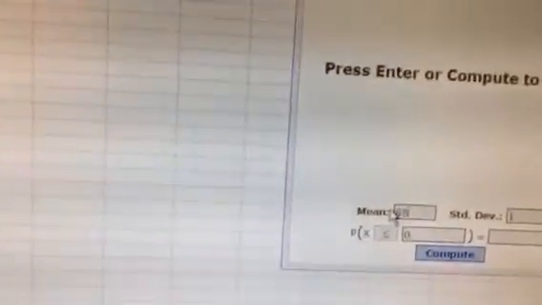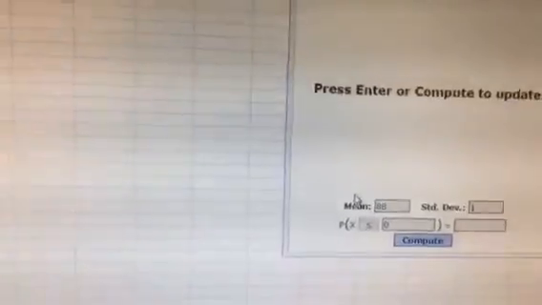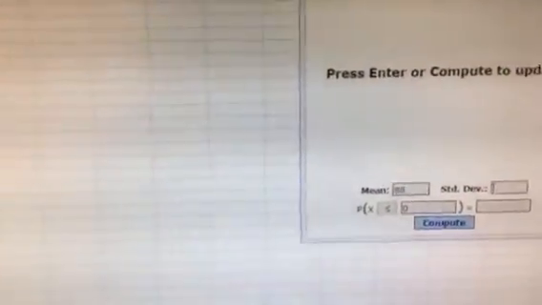So we have 88. The standard deviation, the population standard deviation, if I can find it. Hold on just a second. Let me see if I can do this. I'm trying to do this with one hand. It's not working too well.